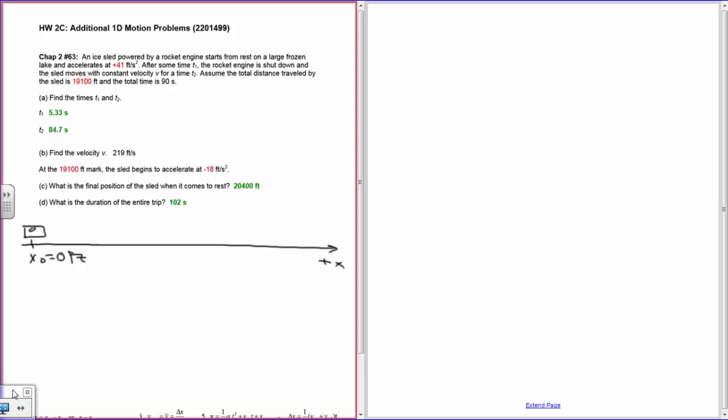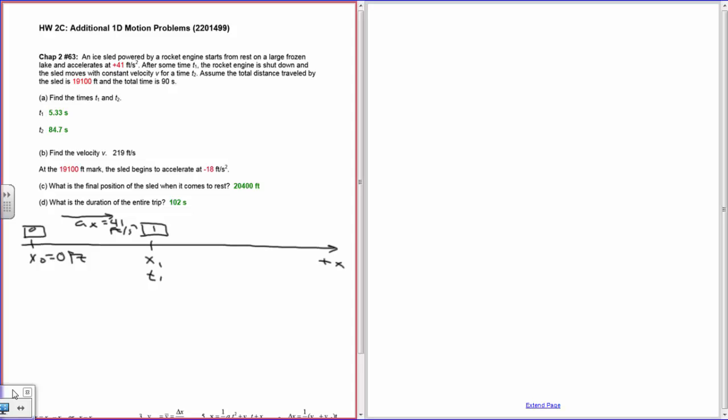At some time 1, let's call that position 1 and time 1, the rocket engine shuts down, and so we enter into a new phase here. In this phase, they told us the acceleration is 41 feet per second squared. All right.